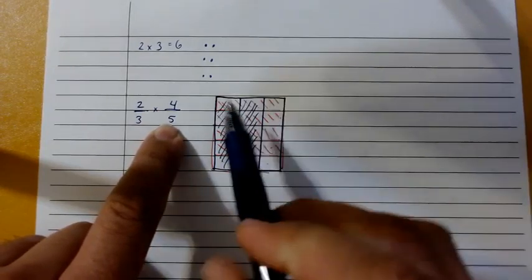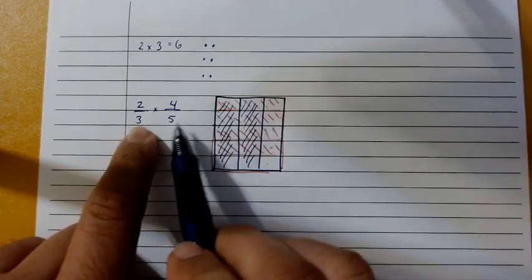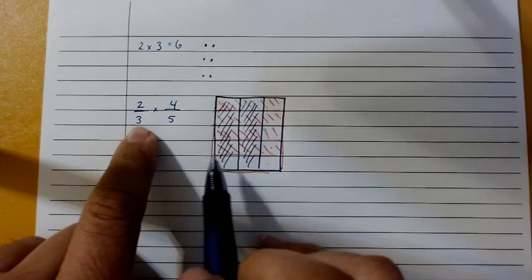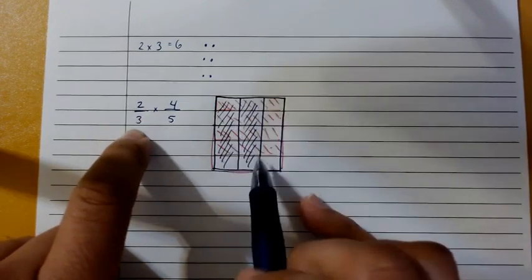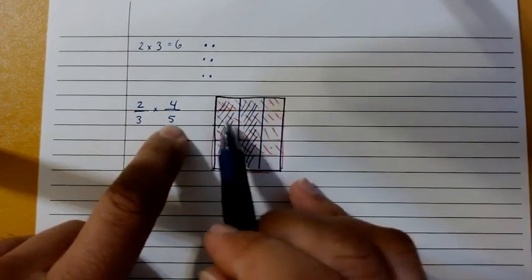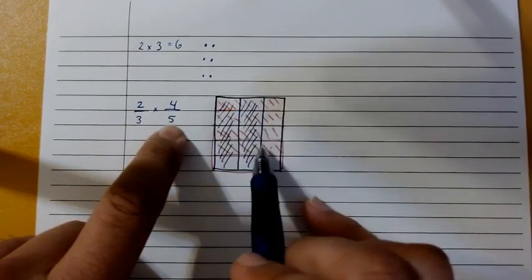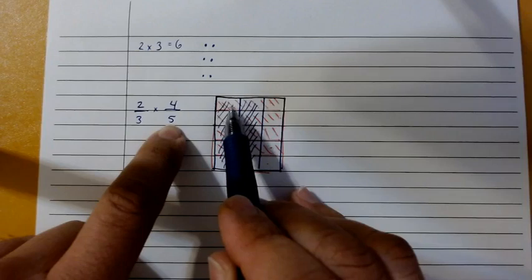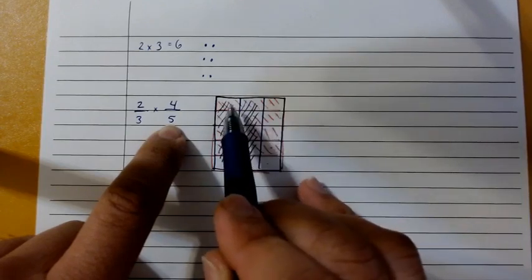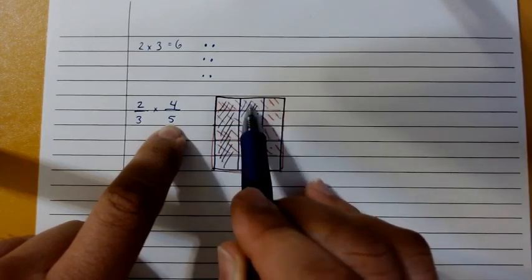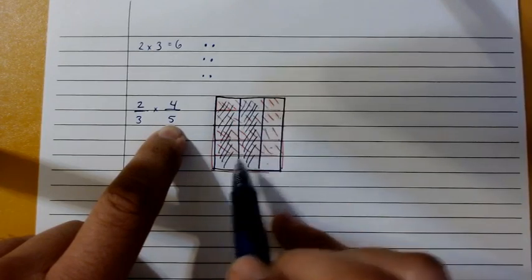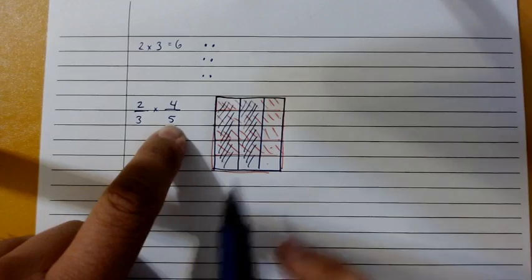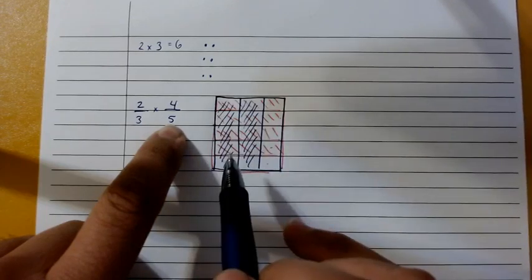Well, if I look at both of these fractions at the same time, this broke up my rectangle into 3 pieces. This broke up my rectangle into 5 pieces. So total, if I look at both of them, they broke my rectangle up into 1, 2, 3, 4, 5, 6, 7, 8, 9, 10, 11, 12, 13, 14, 15. They broke my rectangle into 15 pieces.